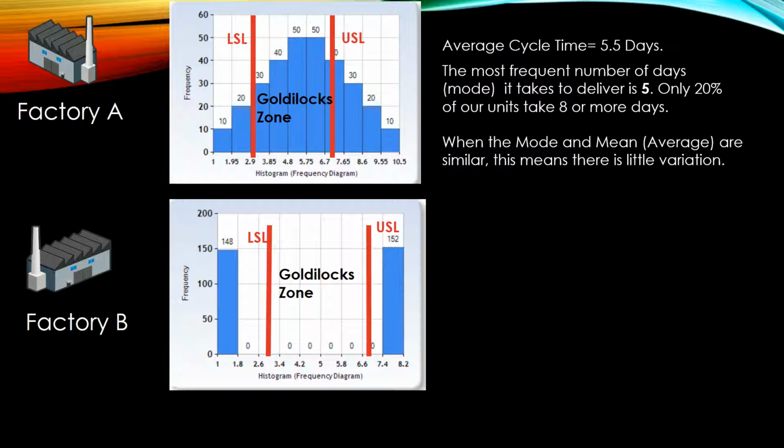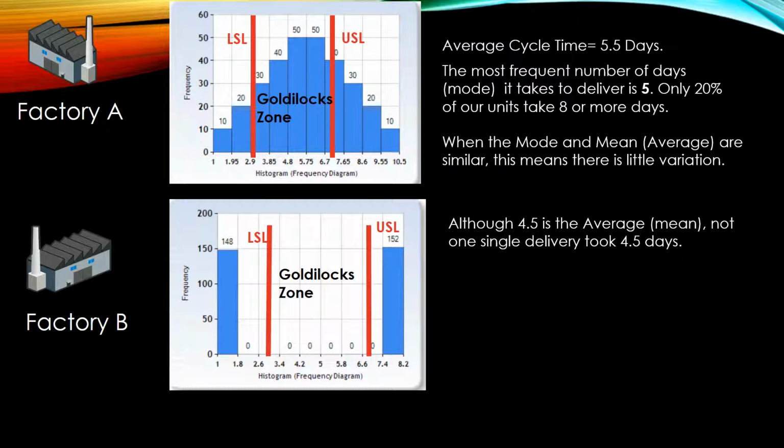When the mode and the mean are the same, the average means the same thing. But when the mode and the average are similar, that means there's very little variation. Their average cycle time is 5.5 days, and typically it takes 5 days to deliver. So your average and the most common result are very similar to each other.